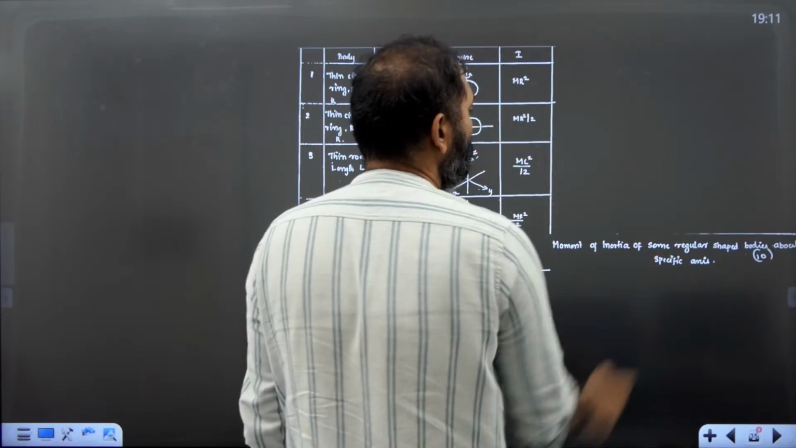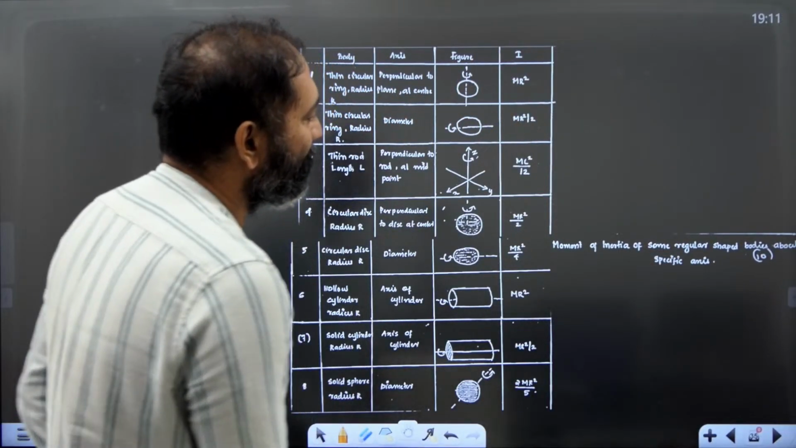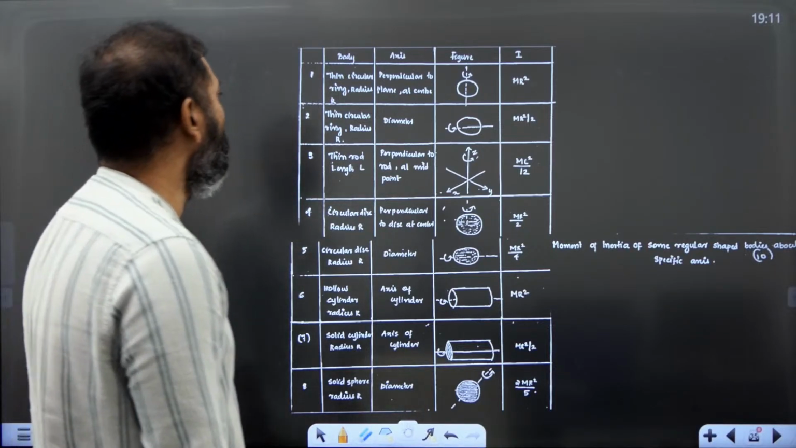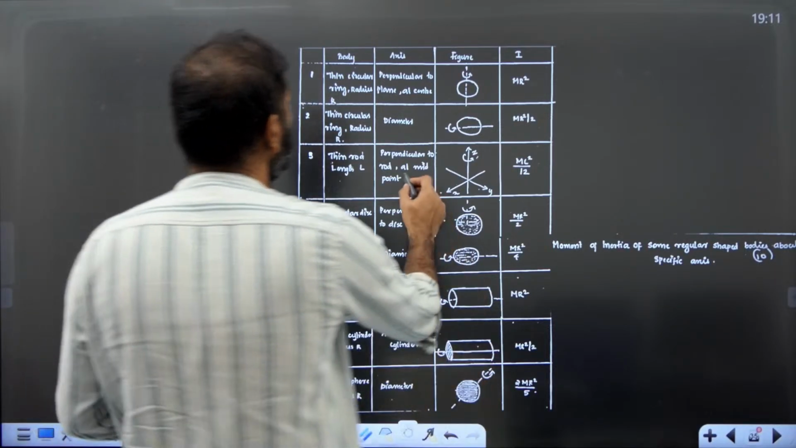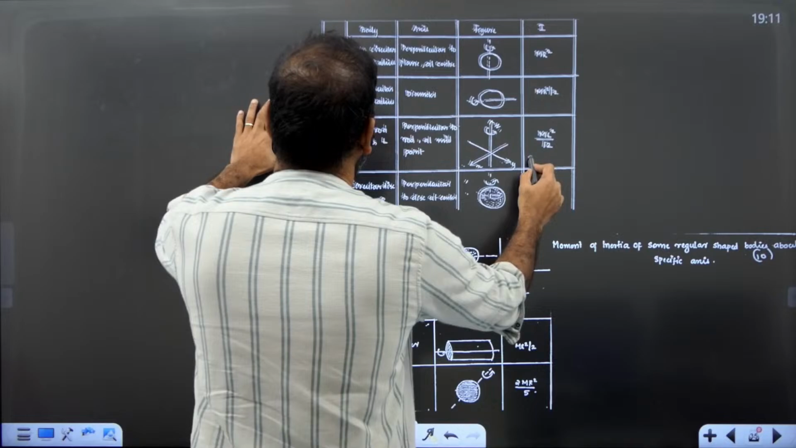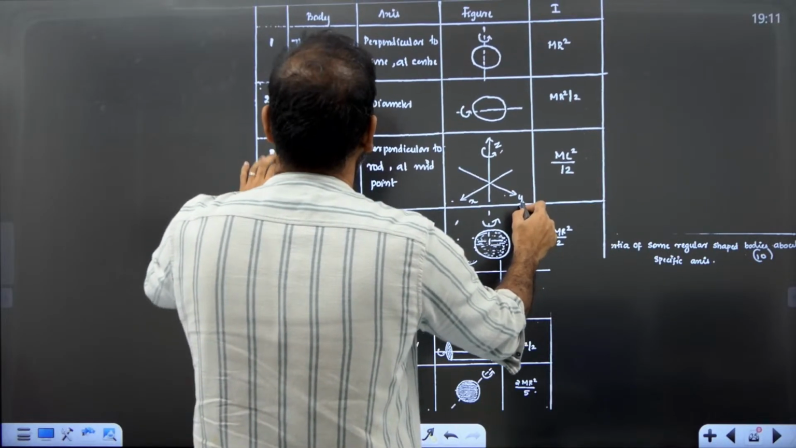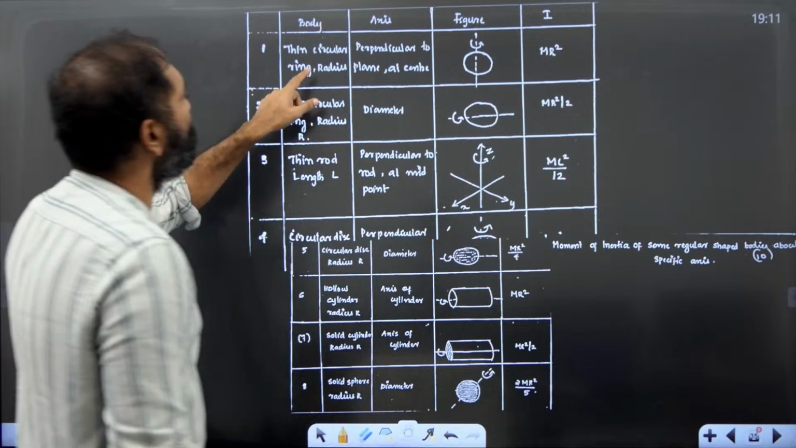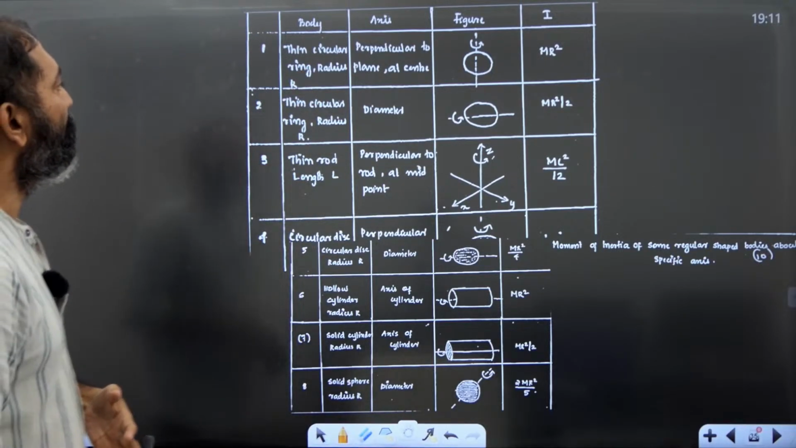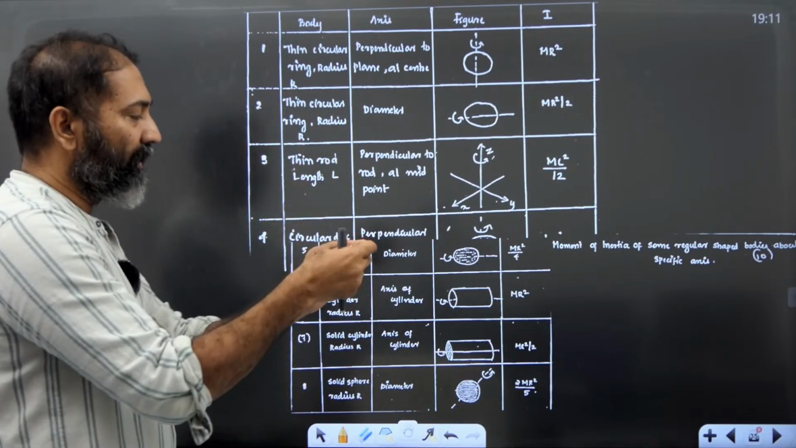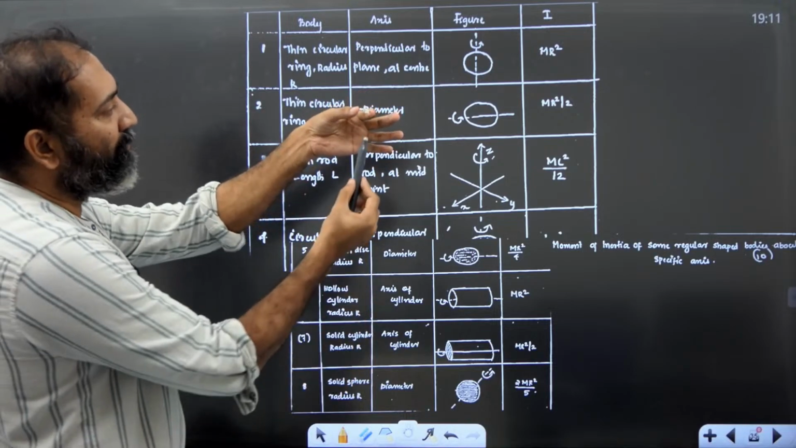Moment of inertia of some regular shaped bodies without a specific axis. What is the first body? Thin circular ring of radius R, capital letter R. Axis perpendicular to the plane.